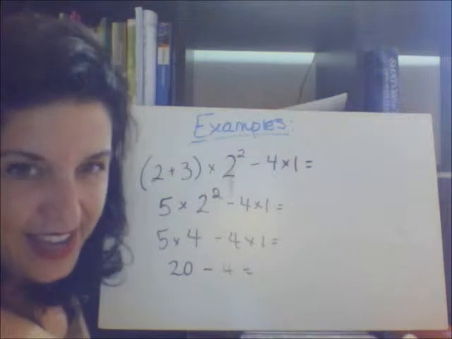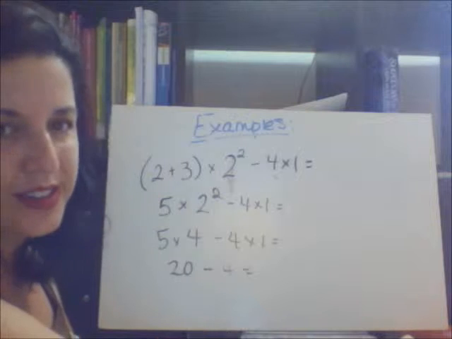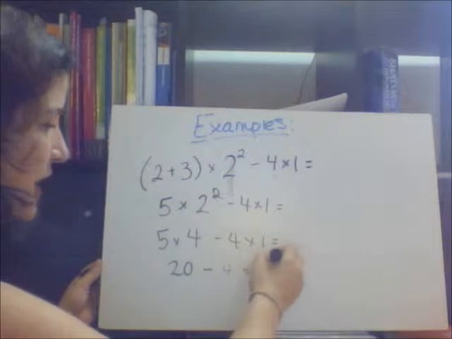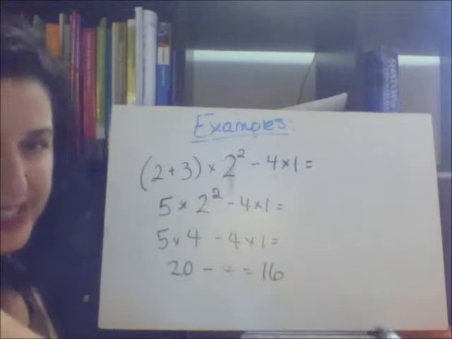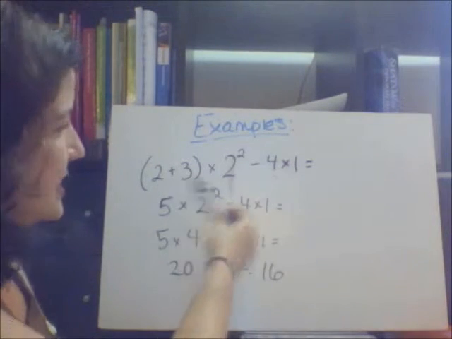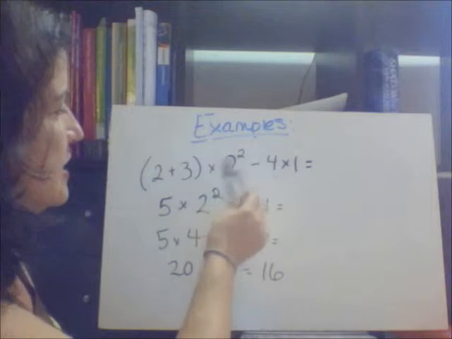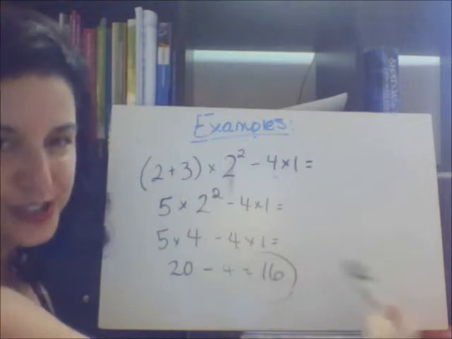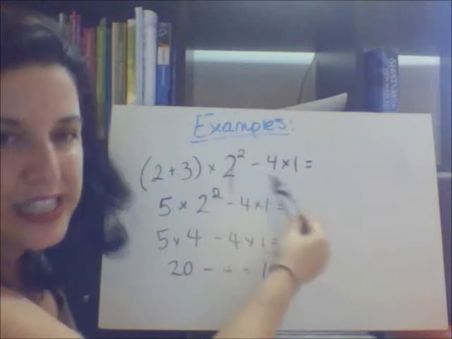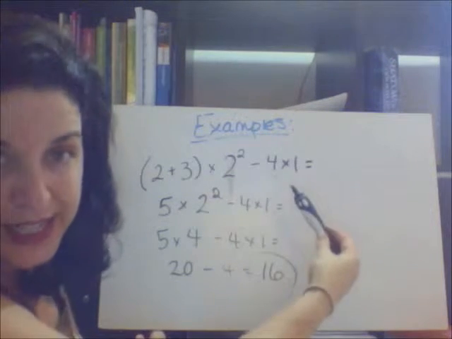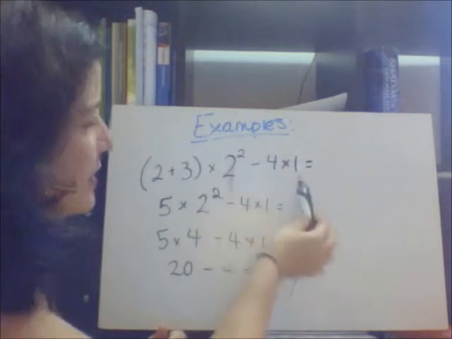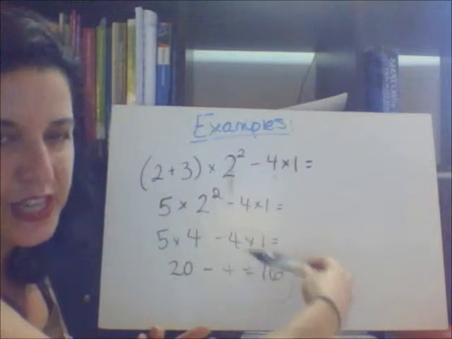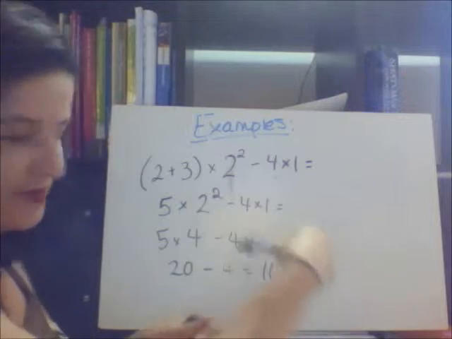Last is addition or subtraction, left to right. We've only got this last subtraction problem, so our answer is going to be 16. The answer to the whole problem, 2 plus 3 times 2 squared minus 4 times 1, is 16. While it looks really daunting and complicated when you look at it up here, if you break it down into little chunks, it's all stuff that you can do, no problem. Let's look at one more example.